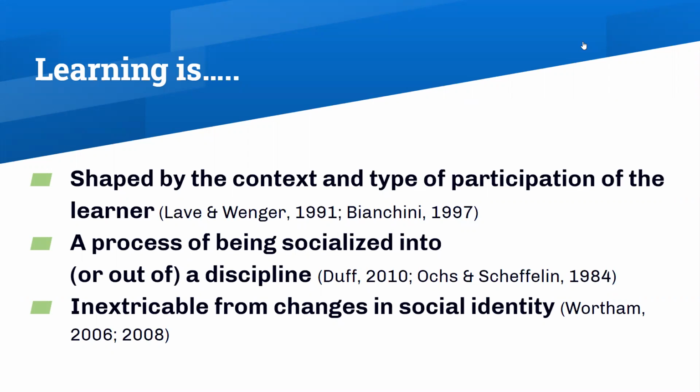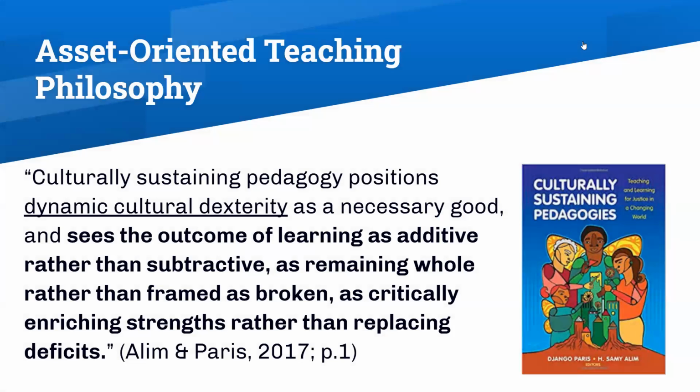So under the frameworks for learning, and there are many different ways that education scholars theorize about learning, the frameworks that Marie and I use are from a sociocultural perspective. So we believe that learning is shaped by the context and the type of participation of the learner, that learning is a process of being socialized into or out of a discipline, and that learning is also inextricable from changes in one's own social identity, right? So from this framing, we think of cognition as always happening, embedded in a social context and inextricable from that context.